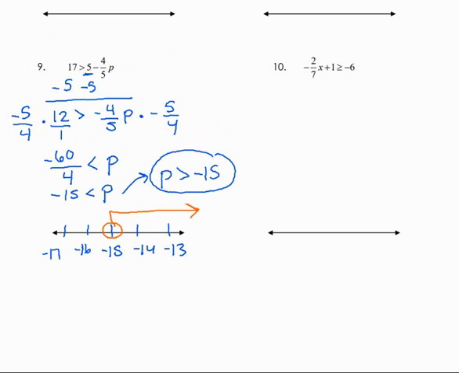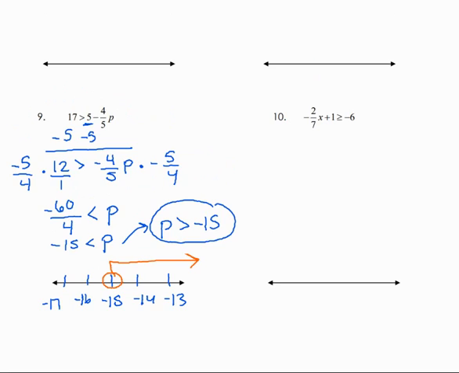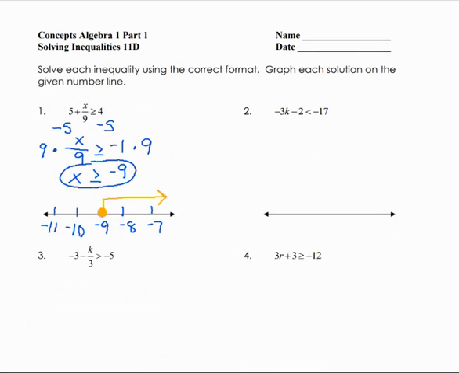All right, so what I want you to do is continue to work on this worksheet. If you have questions, you ask. Once you finish this worksheet, then you're continuing to work on IXL. Is that clear to everybody?